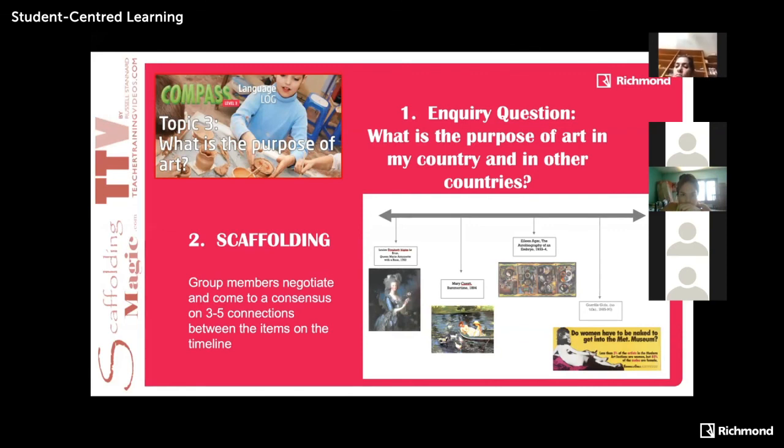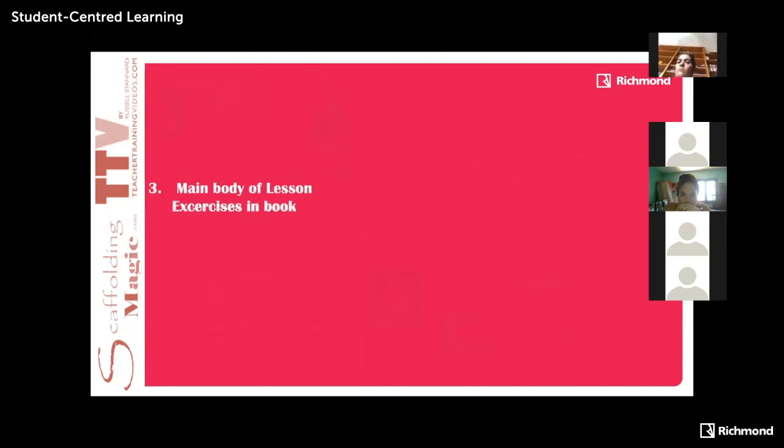So I don't have any problem with the breakout rooms if the students are conversing in one language or the other. Right. So again, we're going to start with the inquiry question. We put them in the breakout rooms and we use scaffolding. And then we go to the main body of the lesson. You may decide either the main body of the lesson is simply the exercises in the book, or you may go into a rubric. Now the rubric is for a project.